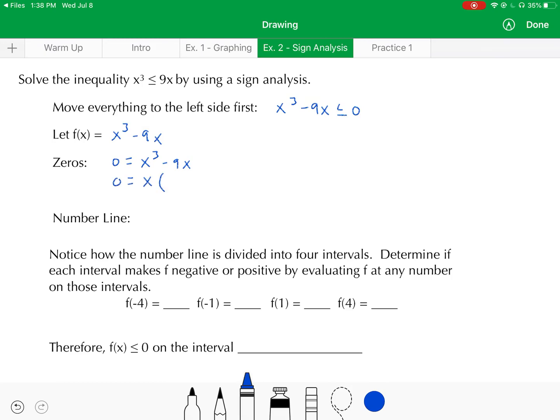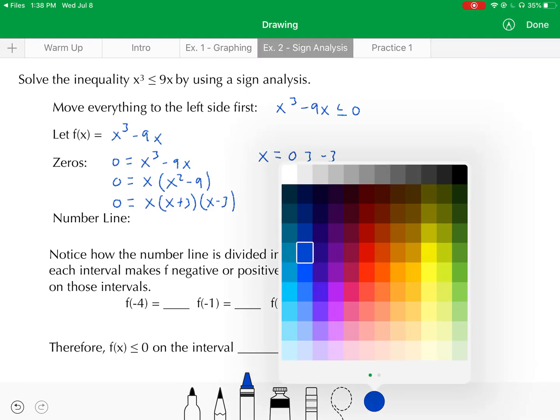So I can factor an x out, and then I'll factor further, x plus 3, x minus 3. So my zeros are x equals 0, 3, and negative 3, all of which have a multiplicity of 1.